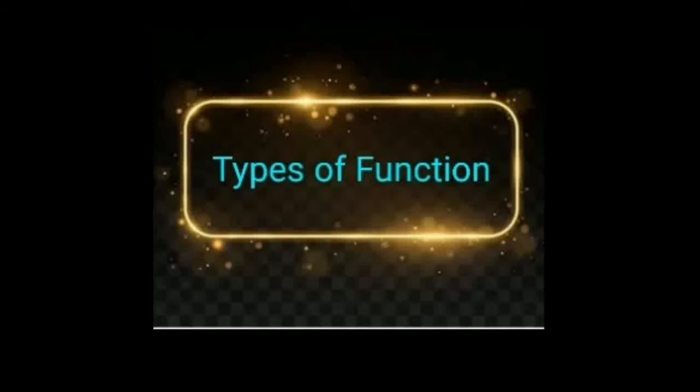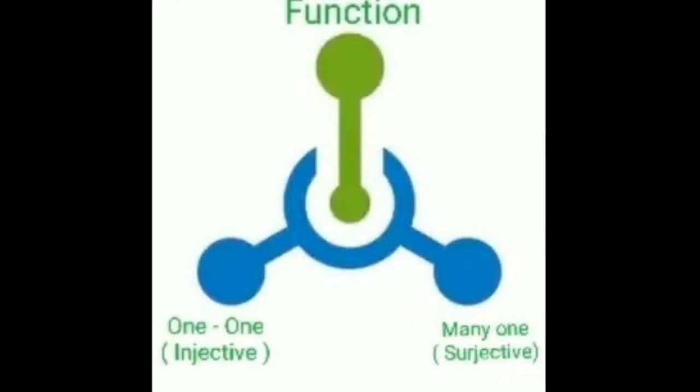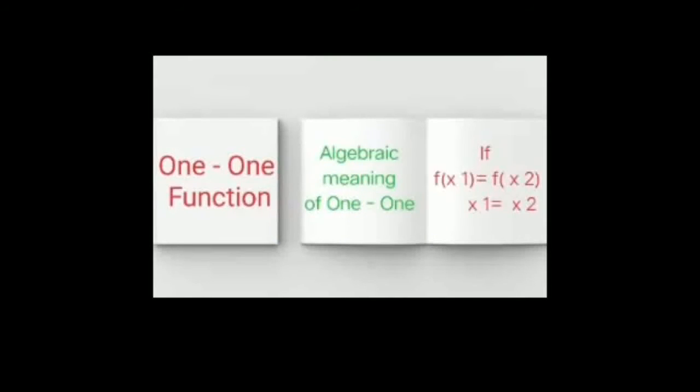This video is about types of a function. The first type of function is one-one function, which is called injective, and the second type of function is many-one, which is called surjective. The algebraic meaning of a one-one function is: if a function is defined from A to B, then f of x1 is equal to f of x2 implies that x1 is equal to x2.